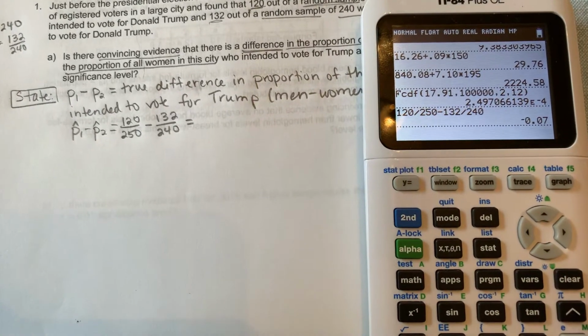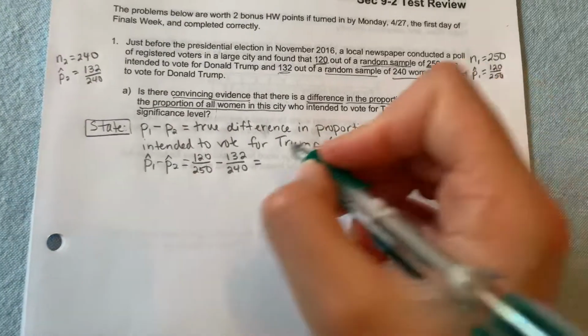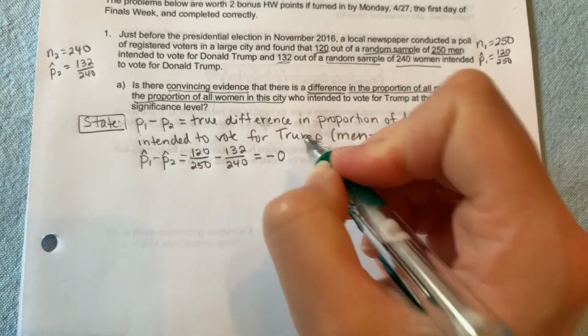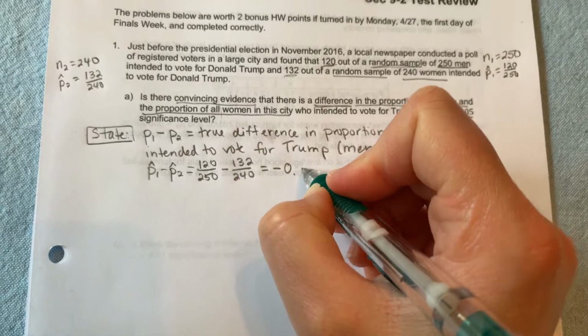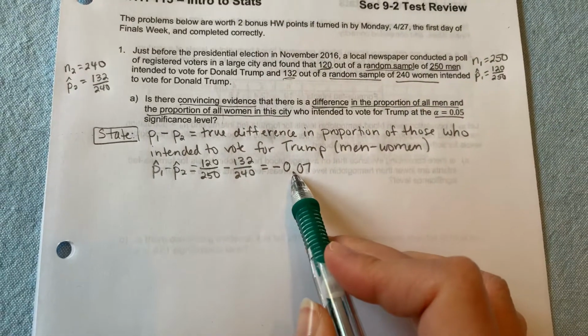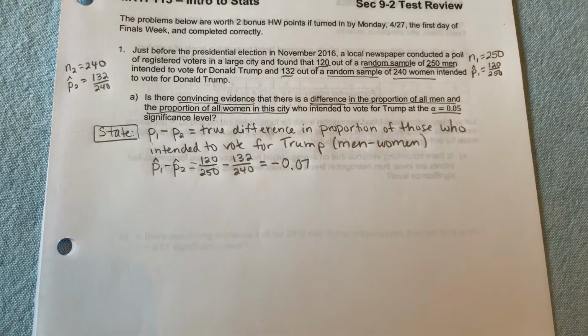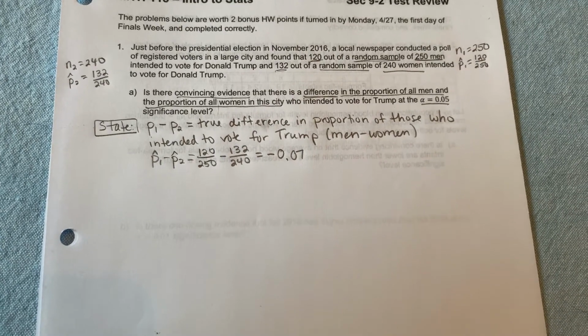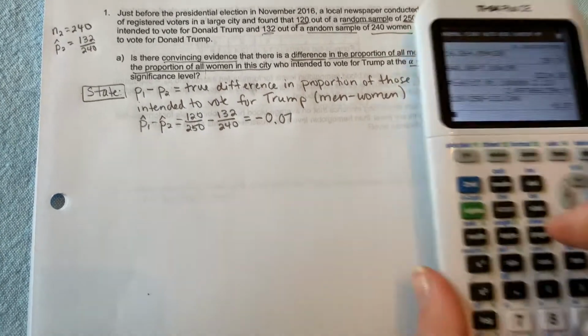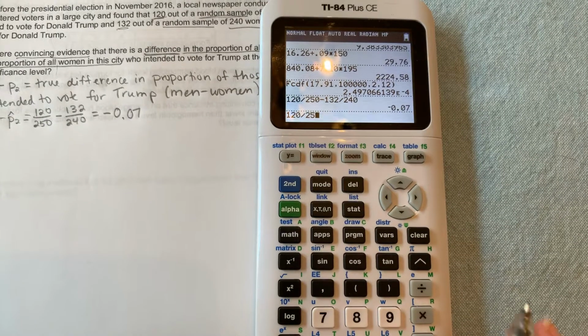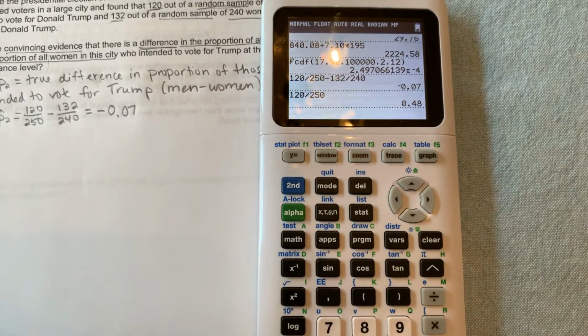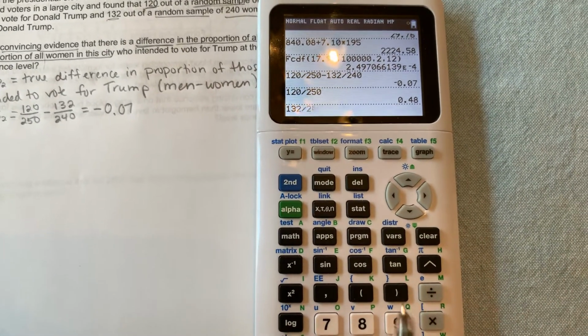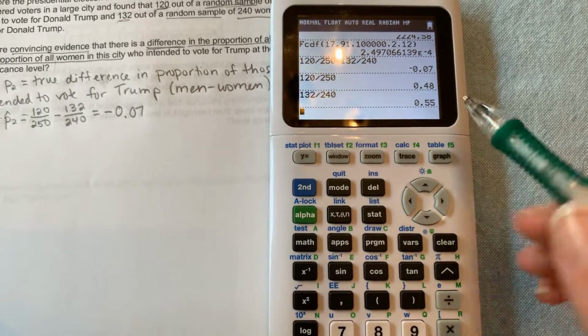All right, I get negative 0.07. So my sample difference in proportions is negative 0.07. I can tell that the proportion of men is smaller than the proportion of women. If you're not sure about that, you can actually calculate what 120 divided by 250 is. It's 0.48, and then 132 divided by 240, which is 0.55. Makes sense.